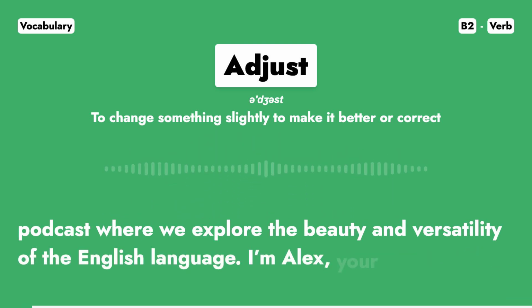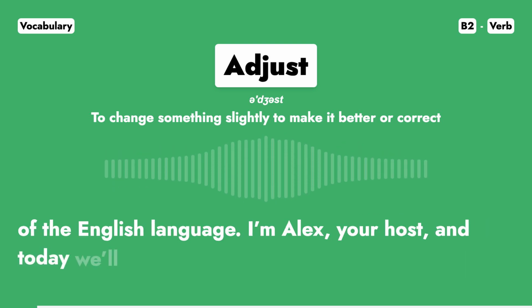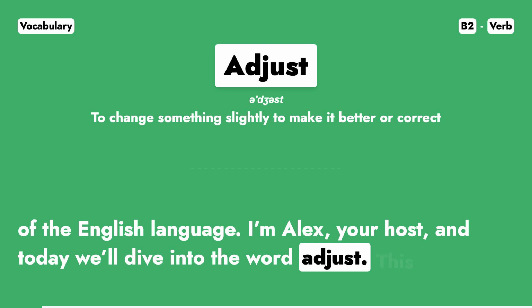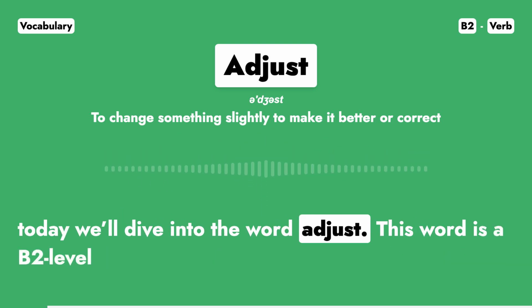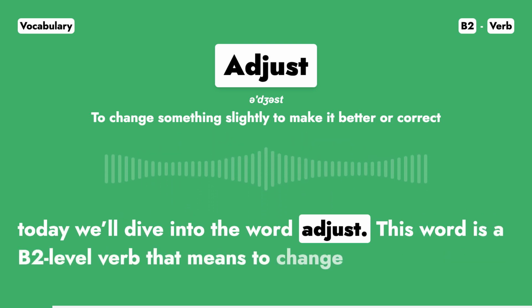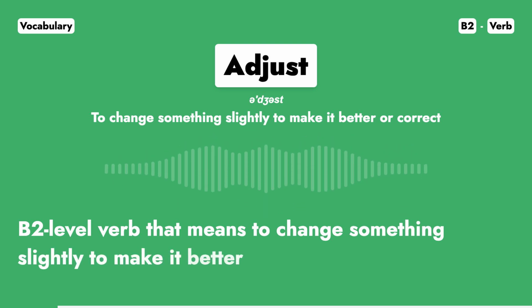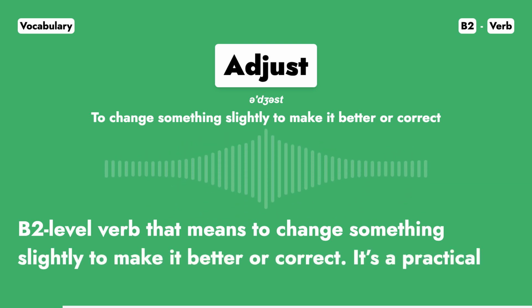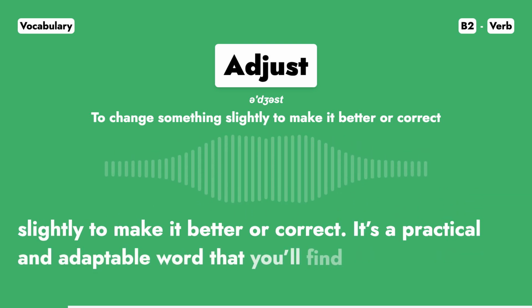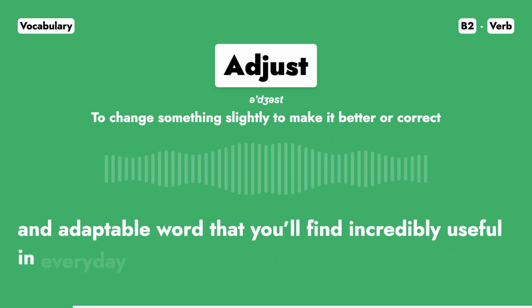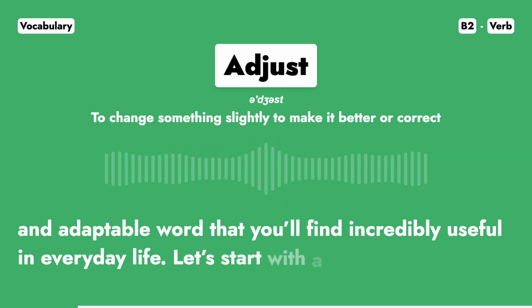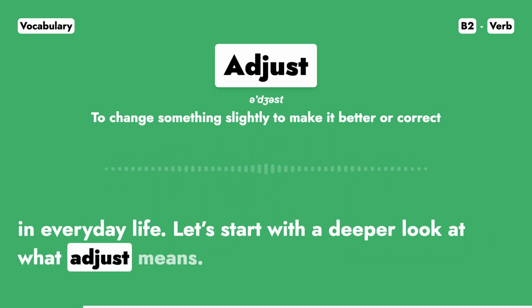I'm Alex, your host, and today we'll dive into the word adjust. This word is a B2 level verb that means to change something slightly to make it better or correct. It's a practical and adaptable word that you'll find incredibly useful in everyday life. Let's start with a deeper look at what adjust means.